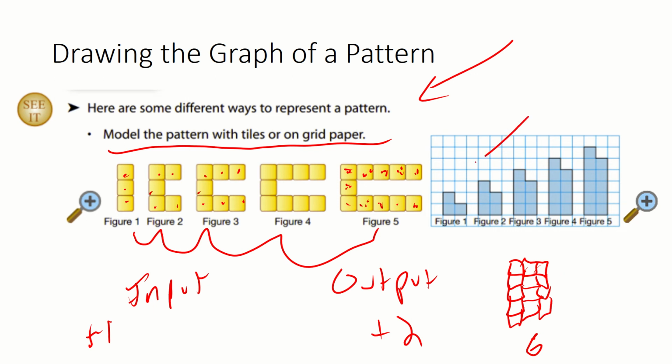You could do it this way as well on a graph. You could go 1, 2, 3, 4, 5, and go all the way to figure 5 here, or you could even do figure 6 or 7. But basically what you need to know is that the pattern is the figure numbers going up 1 each time, and the output, or the pattern of tiles, is going up 2 each time.